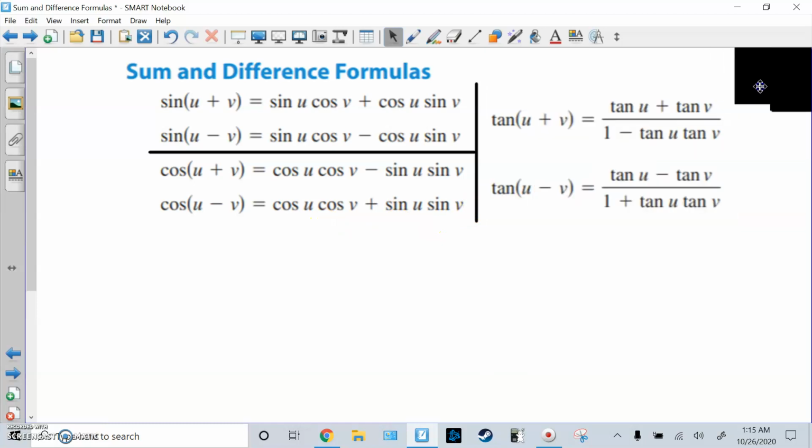Alright, last we have the tangents. Tangents look like that. They're also opposites. So you have tangent of u plus v, tangent of the first plus tangent of the second over 1 minus tangent of the first times the second. But the signs are opposite. So if it's a plus sign, there's plus on top, minus on the bottom. And if it's minus, then it's minus on top, plus on the bottom.